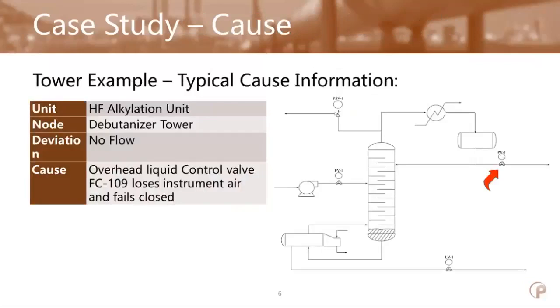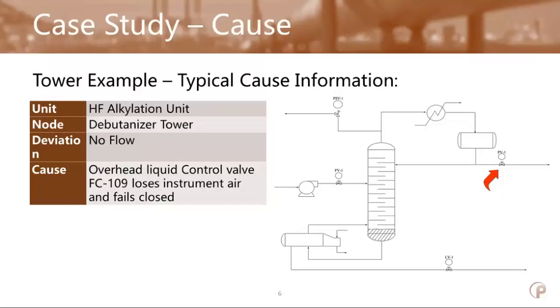So what does the PHA information look like? That information is typically captured, and there's some industry-leading softwares that are used to capture this information. And a lot of people use simple Excel spreadsheets. Some people even put it in Word documents. But generally speaking, the information that is captured for the cause is pretty common. And so what you would see is that they would assign it to the unit that you're in.